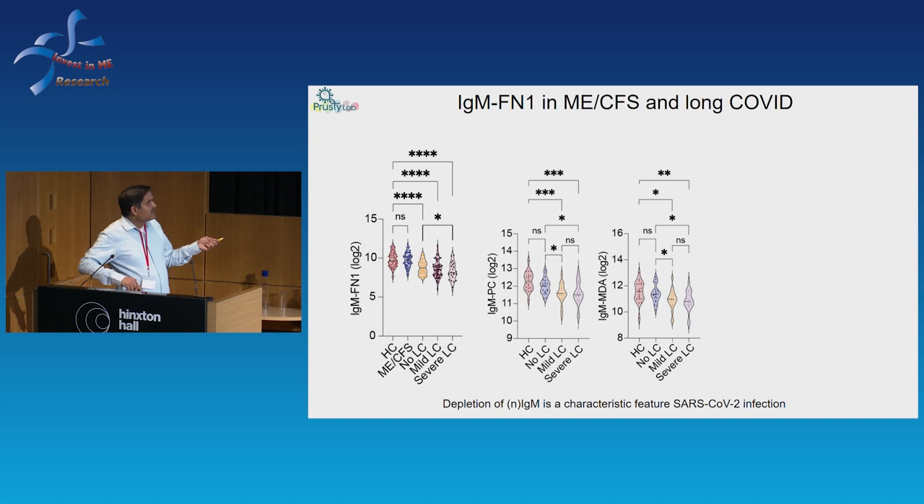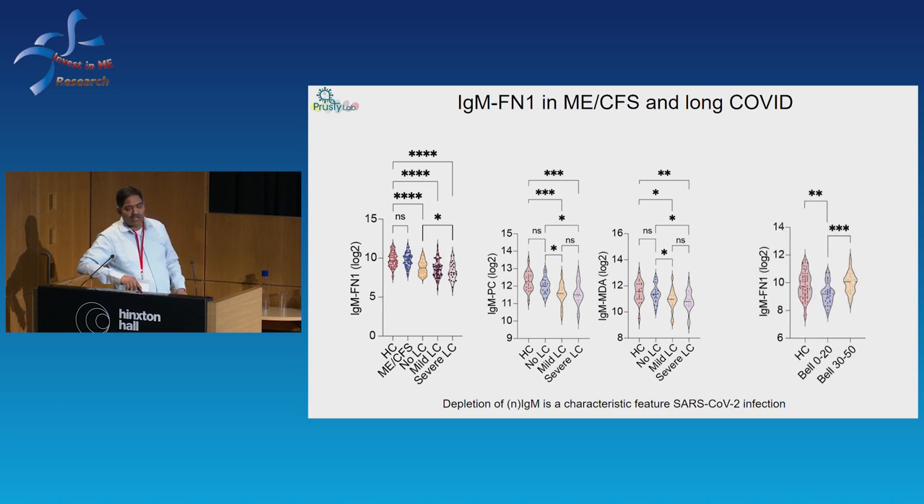So phosphorylcholine is a modification. Malondialdehyde is another specific type of modification. There are natural antibodies against these modifications. They don't detect the protein, they detect the modifications in the protein, so they are polyreactive antibodies. We looked into these two groups of natural IgM, and you see exactly the same pattern. They are already decreased in the long COVID patients who have recovered, but not much of a difference from healthy controls. But in the mild and severe long COVID patients, the decrease is much higher.